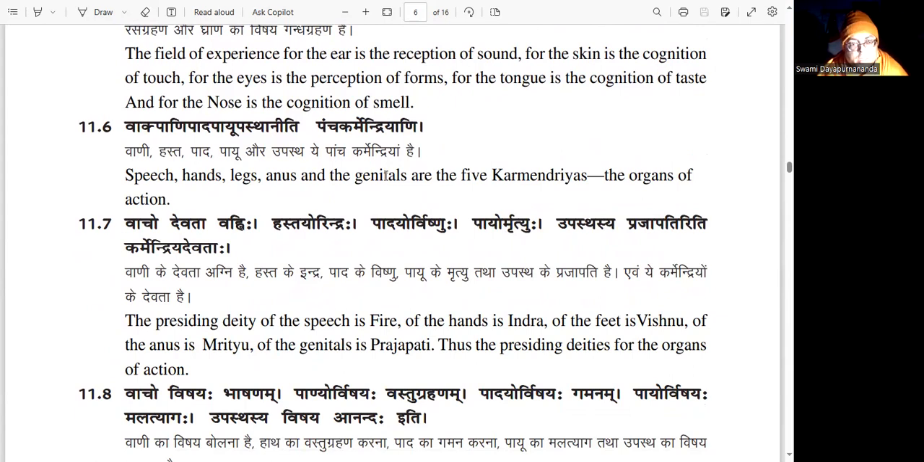11.6 says, if you have any point or question, you can of course ask in between also.